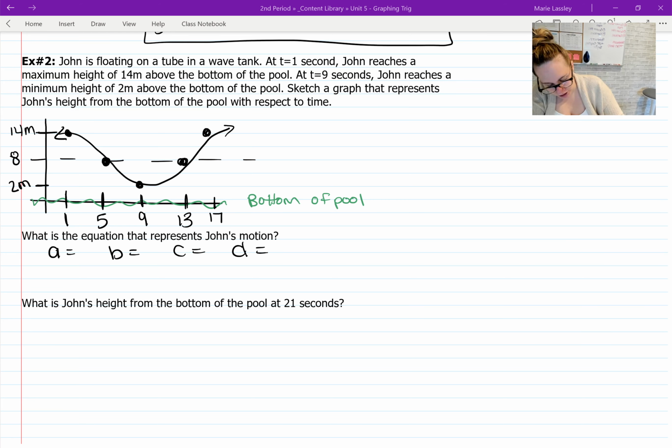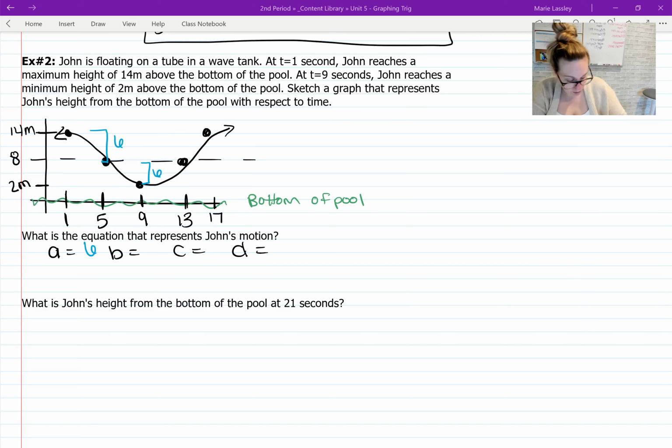Our amplitude, that's our highest point to our midline. So what's between 14 and 8? Subtract 14 minus 8, that's 6. Just double checking, 8 and 2, 8 minus 2, that's also 6. So I have an amplitude of 6.